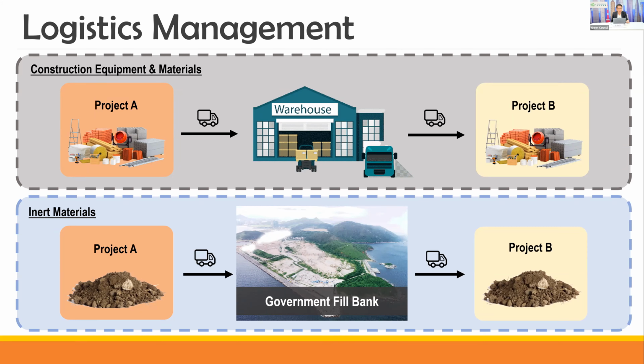About the inert material, normally we mean soil, broken concrete or rocks. Normally, project A will transfer the inert materials to the government fill bank first. If a project requests the inert material, project B will transfer the material from the fill bank. So you can see that usually there is a middleman for the material and equipment transfer.